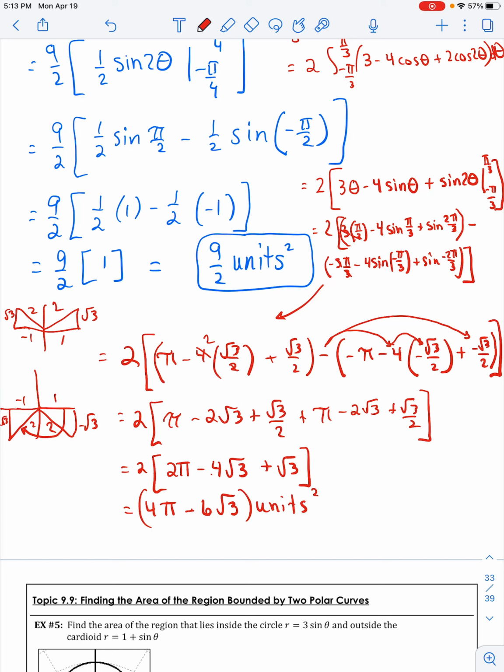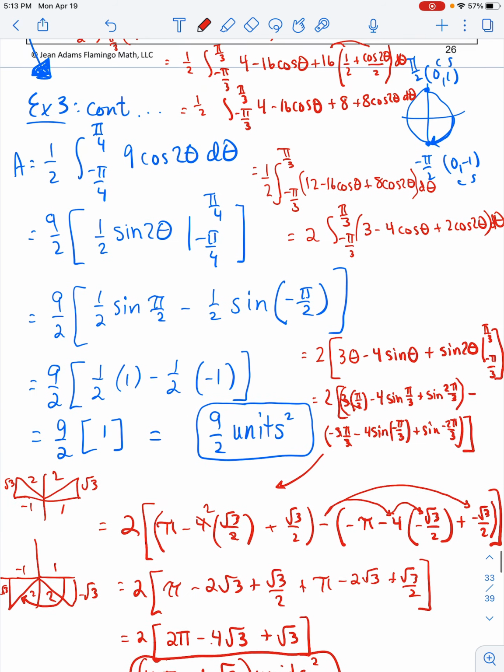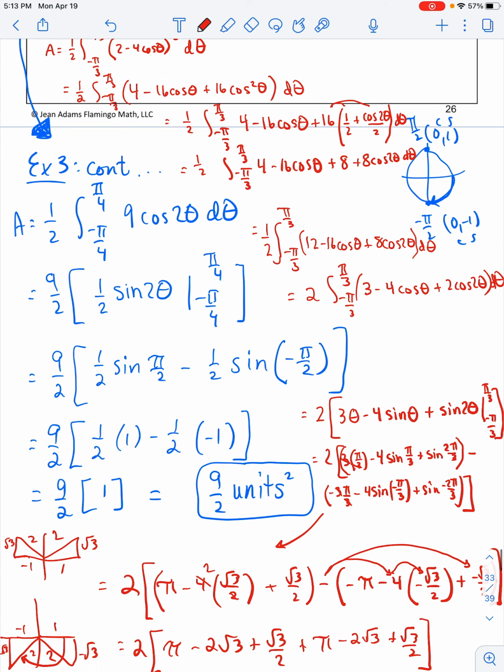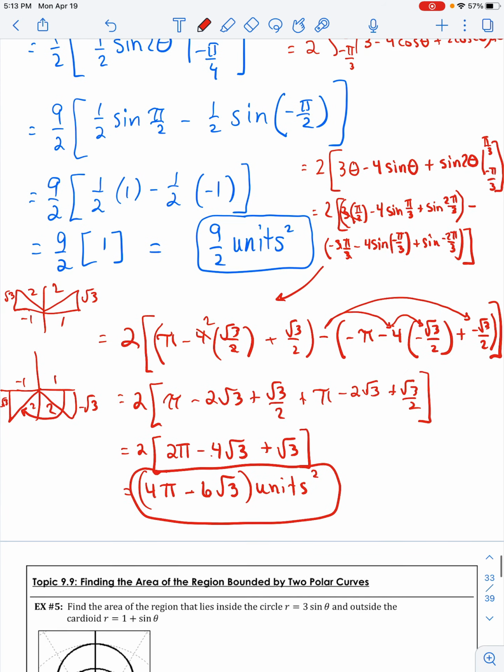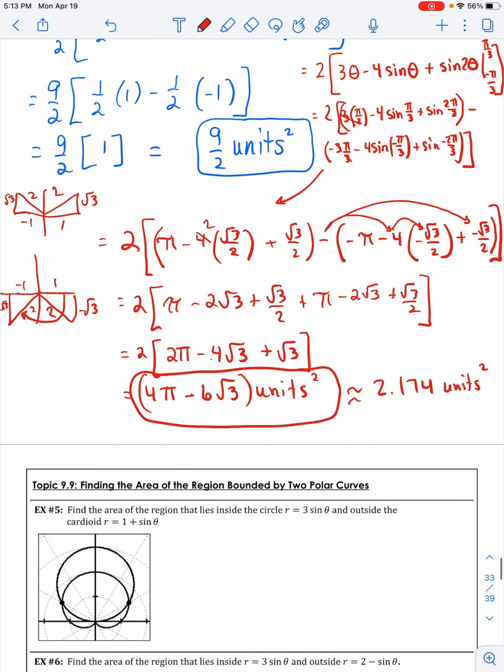Now, how would you check yourself? Go to your calculator and put the original equation in, and you should get 2.174 units squared. Okay, and that is equivalent to that. So the 2.174 should be equivalent to 4 pi minus 6 root 3 units squared.